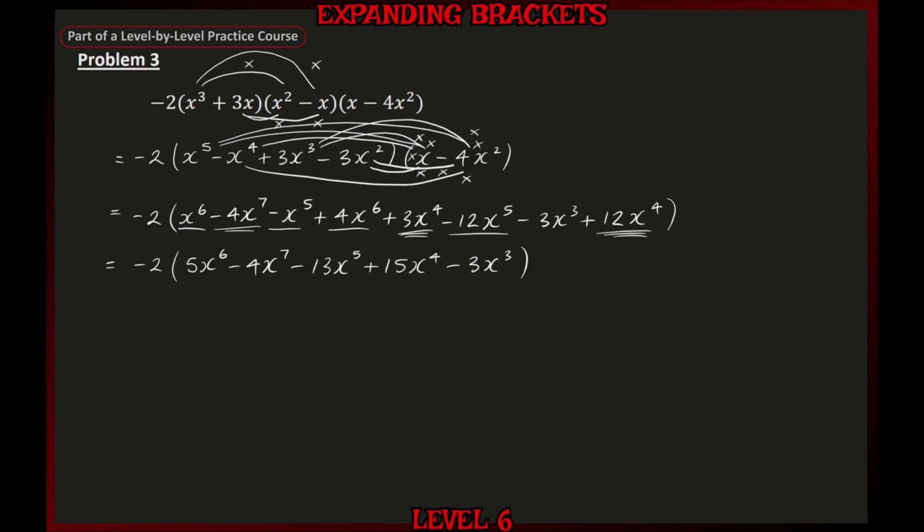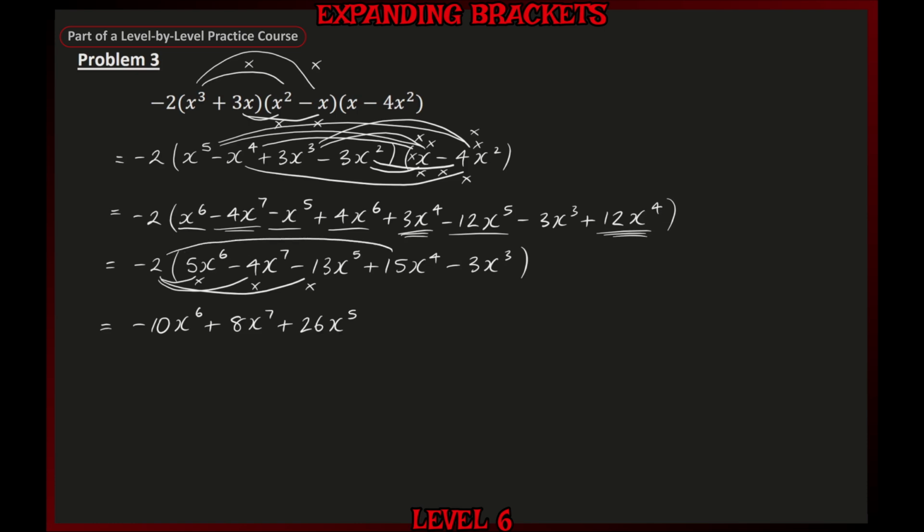To finish off this problem, we now just need to expand this bracket by multiplying everything in the bracket by minus 2. So minus 2 times 5x to the 6 is minus 10x to the power of 6. Minus 2 times minus 4x to the power of 7 is plus 8x to the power of 7. Minus 2 multiplied by minus 13x to the power of 5 is plus 26x to the power of 5.